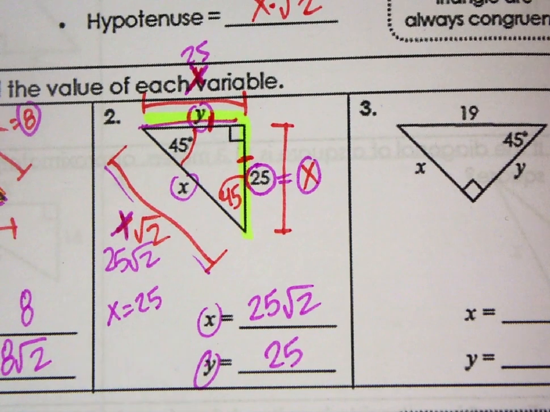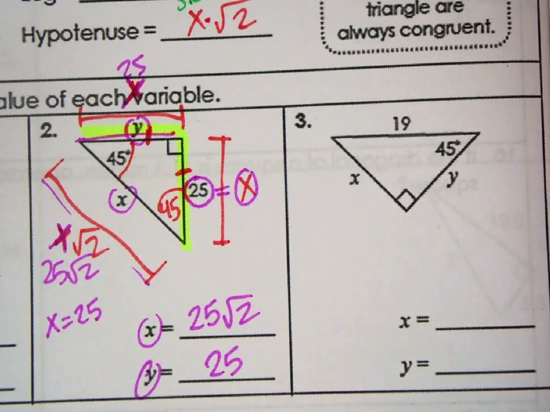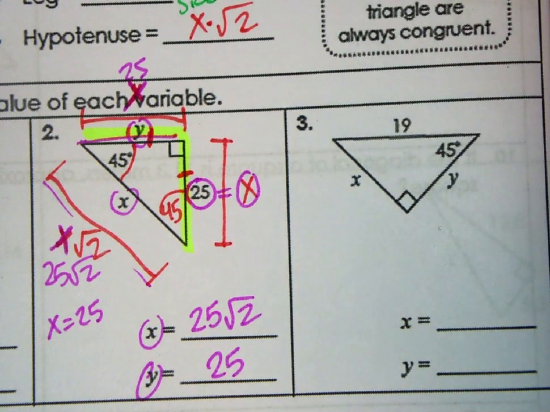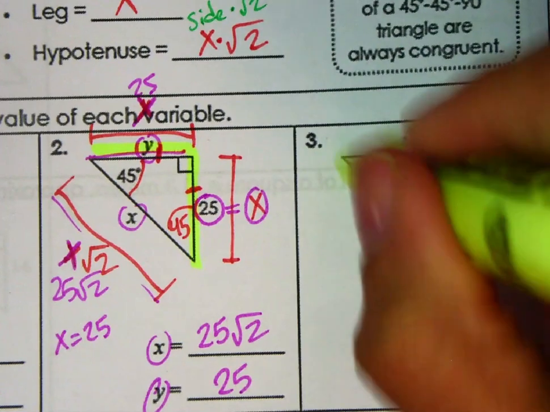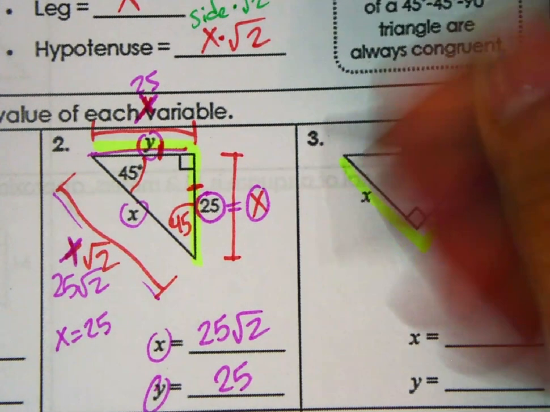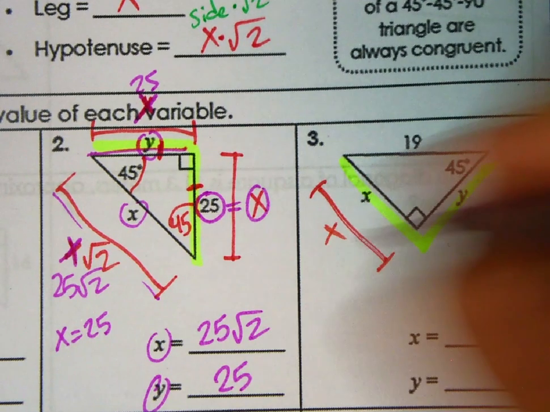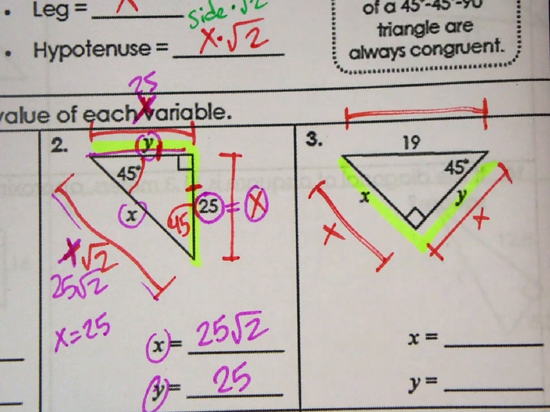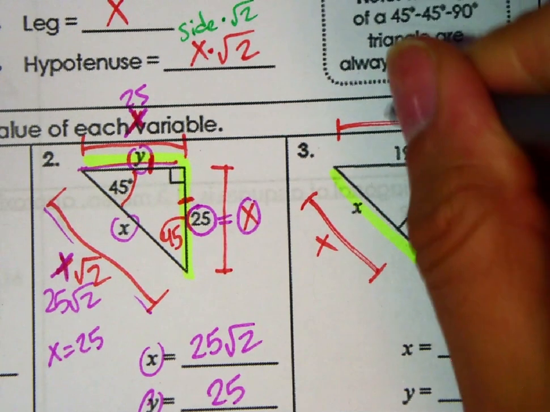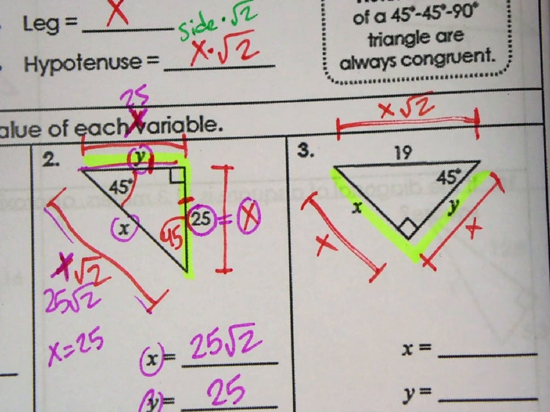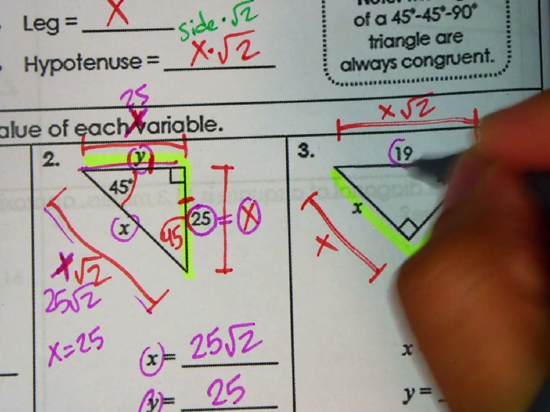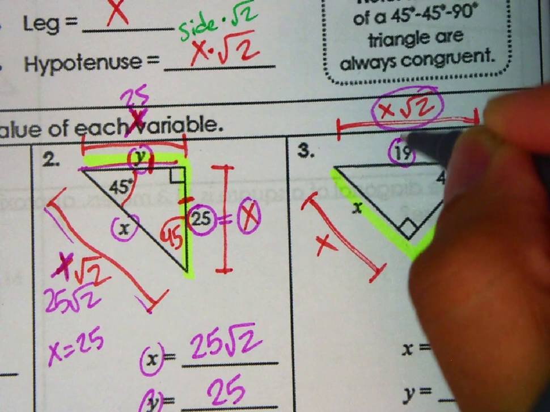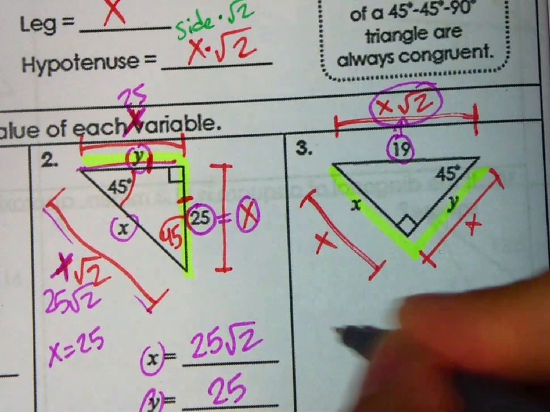Okay, let's try one more problem. We have 45, 45, 90. So we're going to annotate that these are the legs. So this is x, this is x, and this right here is going to be the hypotenuse. So that's x square root of 2. Now in this case, the number that you're given, 19 right here, is going to represent this part. So you have to annotate that they're equal.